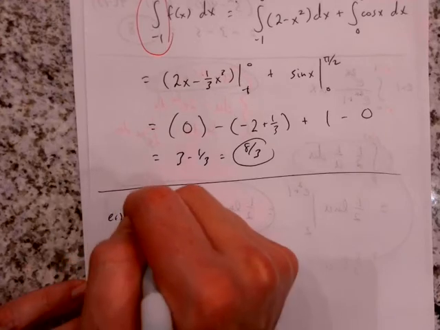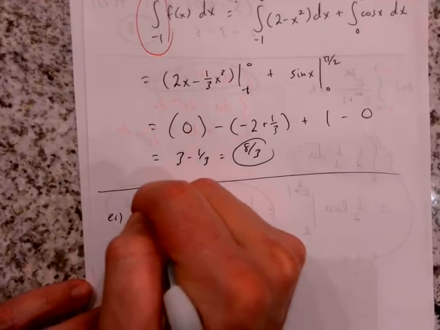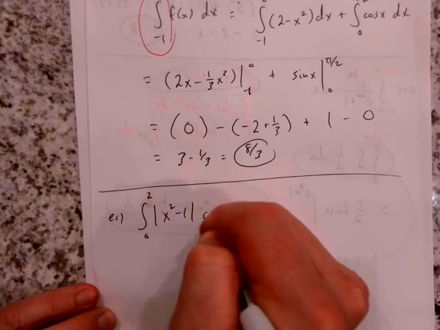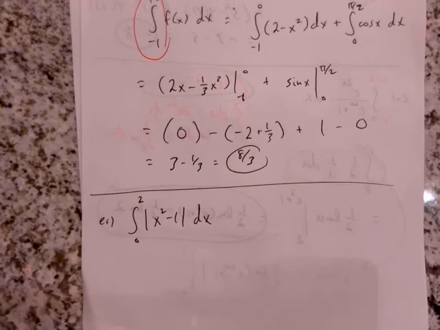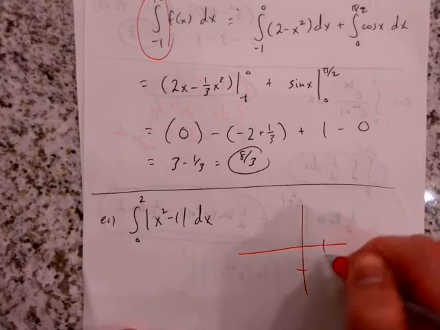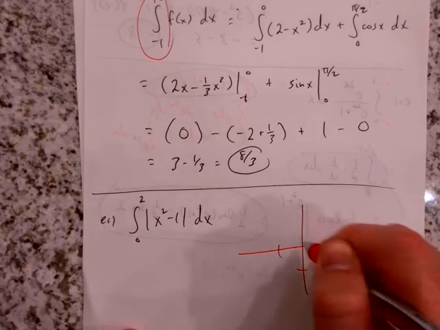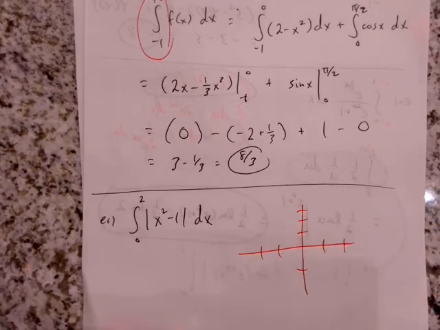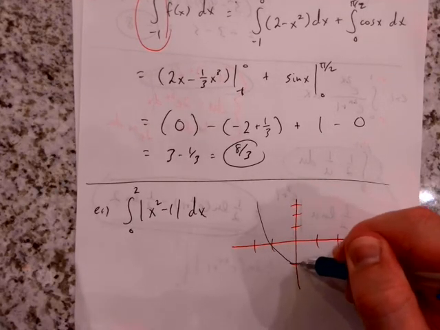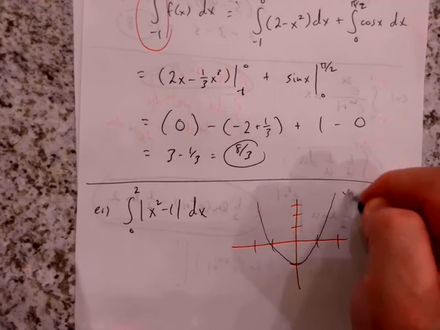Absolute value functions are also piecewise functions. Integral from 0 to 2 of absolute value x squared minus 1. Absolute value for me is almost always easier to see than it is to do algebraically. So let's look at this graph. So x squared minus 1, if there was no absolute value, looks like this. That's x squared minus 1.